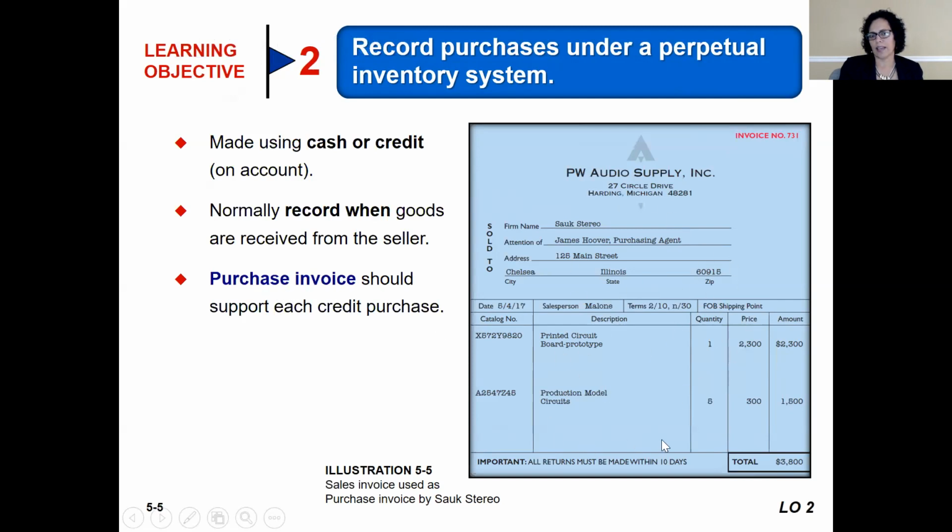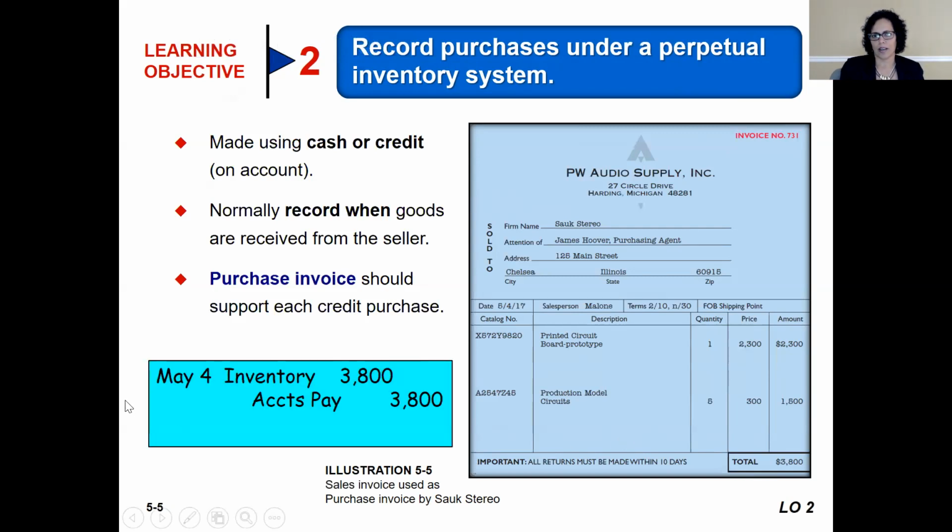Now, this looks like a hard copy of a document. In reality, these days, no one gives you a hard copy. It's all electronic, but it's the same. The format is the same. The information is the same. So it doesn't matter in what form you have it, but you need this document. Your journal entry is based on this source document.